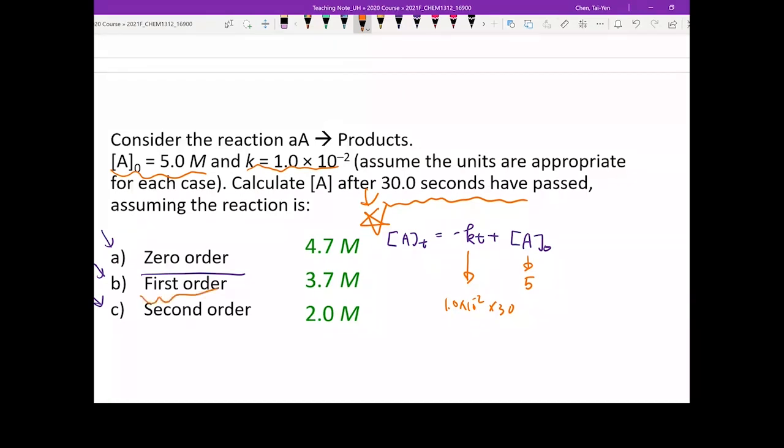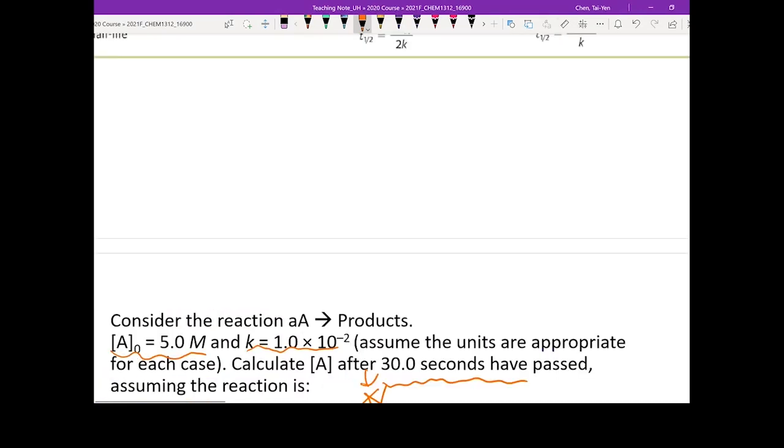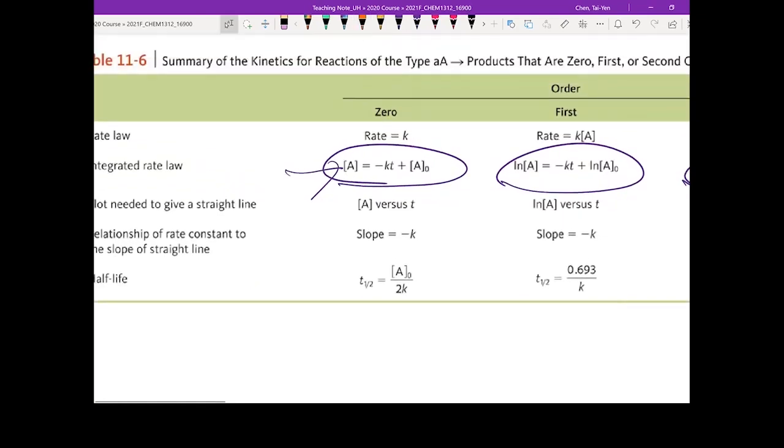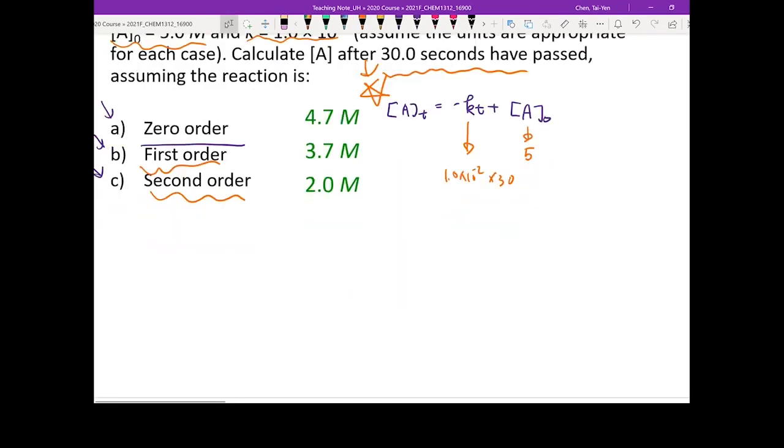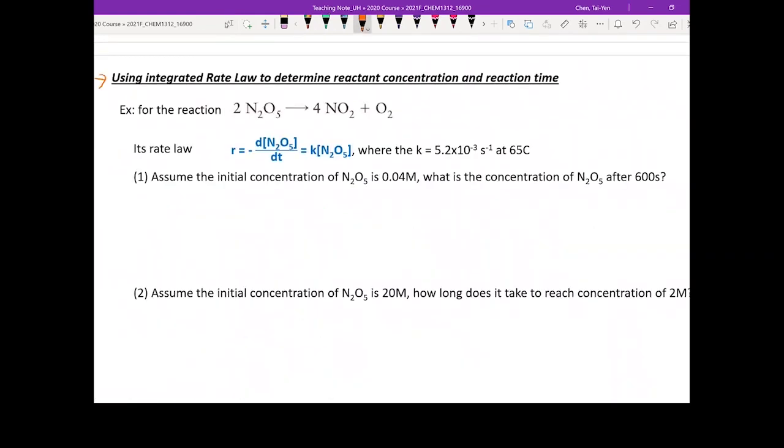For the first order and second order, you just need to switch to different equations and then plug in the numbers and calculate your At. Let's go through the next question. This slide is going to tell you how to use the integrated rate law to determine the reactant concentration and the reaction time. Let's start from here.